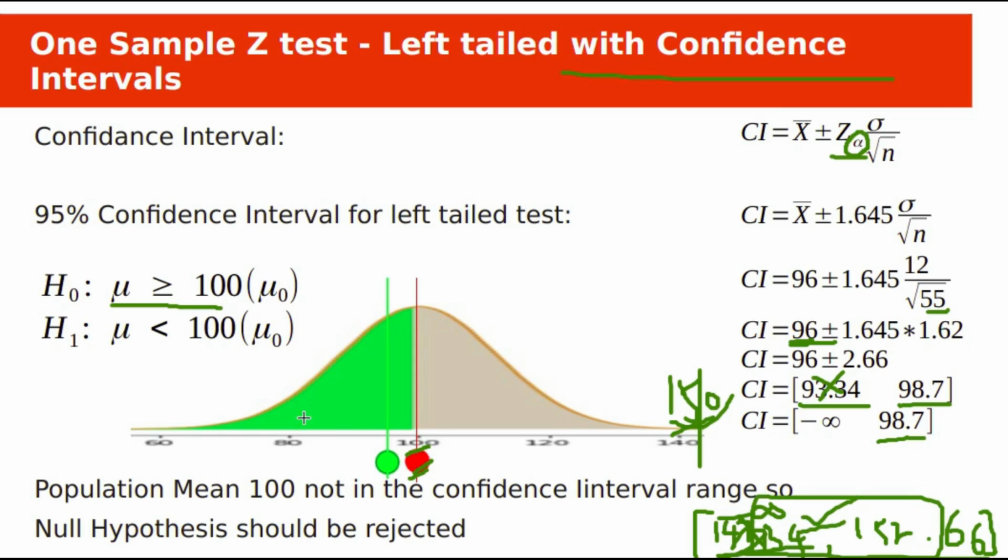Take another example. Suppose the sample mean score is 50. Then the confidence interval will be 47.34 and 52.66. In this case, if you remove the lower bound and replace it with minus infinity, anyway this upper bound 52.66 is not covering the population mean, so this mean score is not acceptable under this null hypothesis.